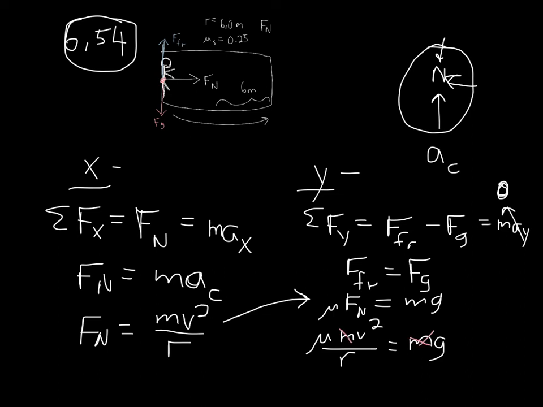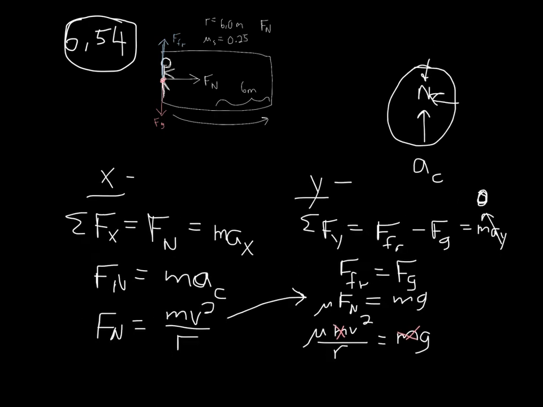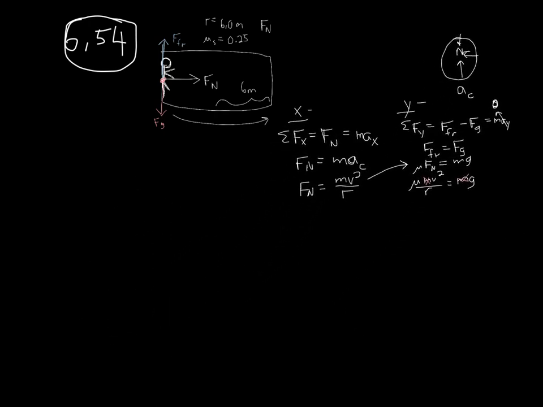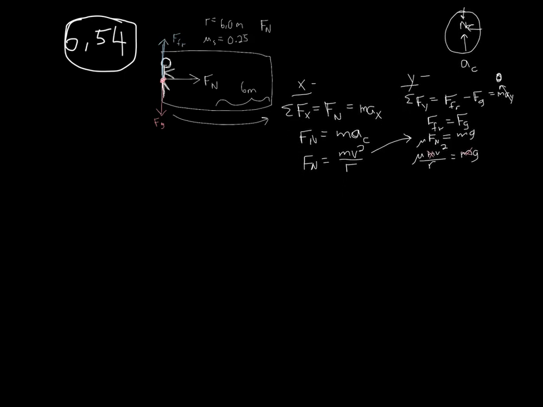M goes away. So does mass matter on this ride? No. This is why anybody can ride this. No matter how skinny you are, no matter how fat you are, the physics will work. This is why carnivals like this ride. They can't get sued. They don't have to weigh people before they go on it. Sorry, you're too skinny, you can't ride. Sorry, you're too big, the force of gravity will pull you right down to your fiery death. Not going to happen. So now we can do mu times v squared divided by r is equal to g.